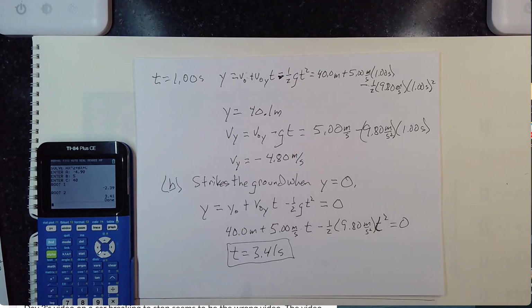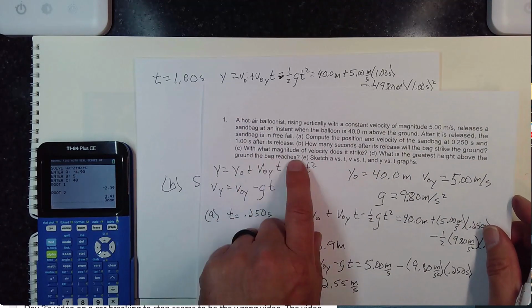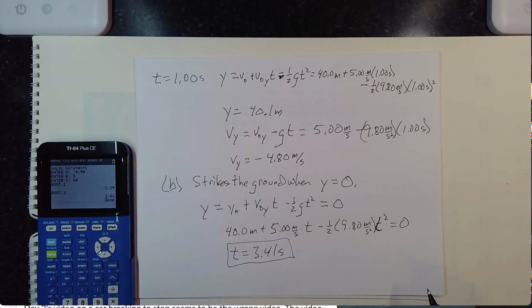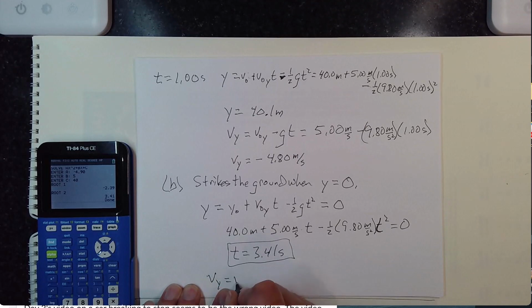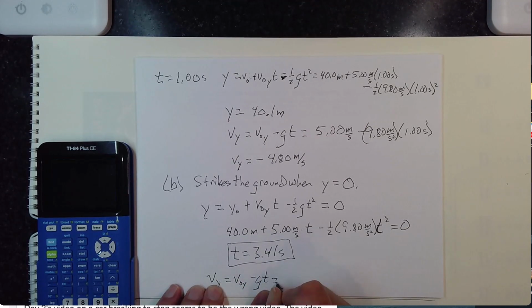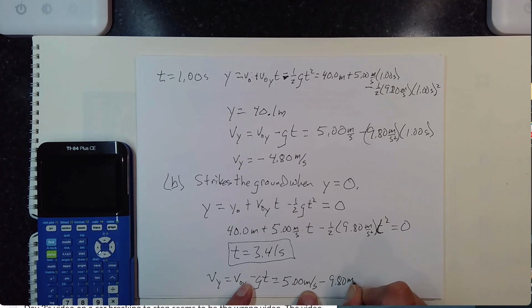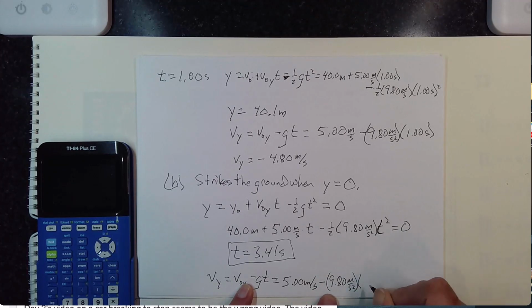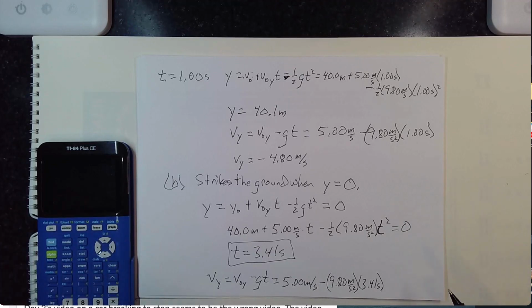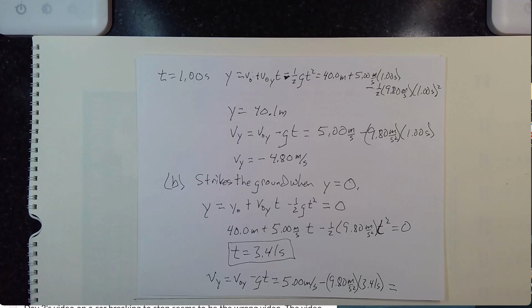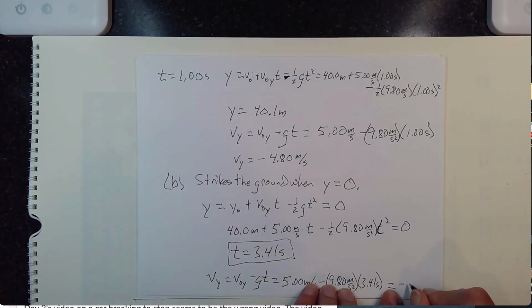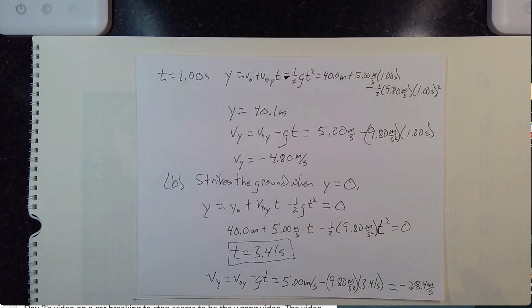The second part of this question, or actually part C, asks, with what magnitude of velocity does it strike? Okay, well, V sub y will equal V naught y minus gt, which is going to equal 5.00 meters per second minus 9.80 meters per second squared, gonna wrap that in parentheses, times 3.41 seconds. I'm just plugging right into my V sub y equation here to figure this out. And now the velocity is minus 28.4 meters per second. The question asks, what's the magnitude of that velocity?